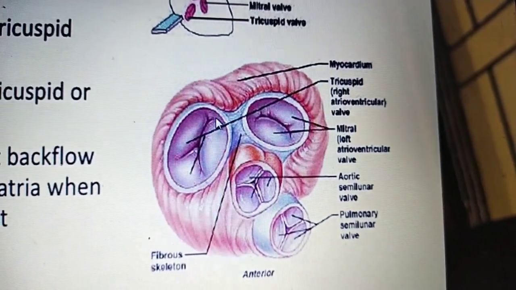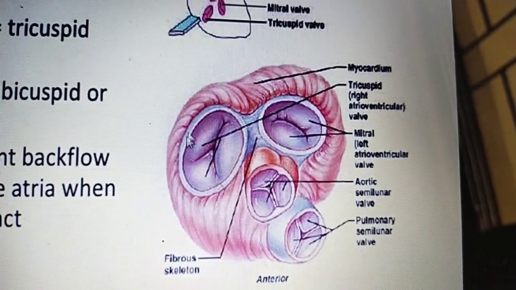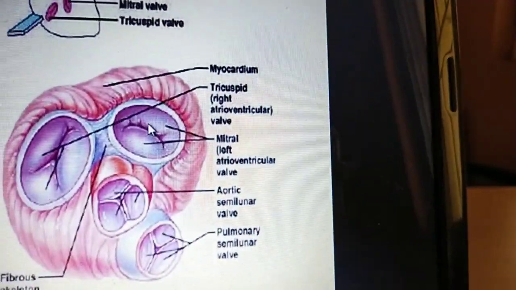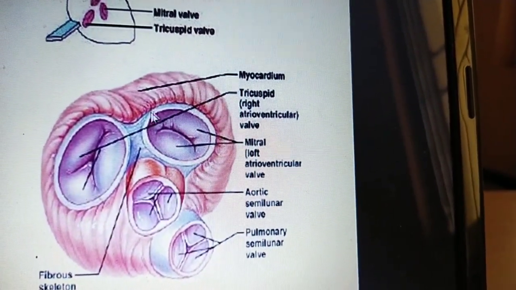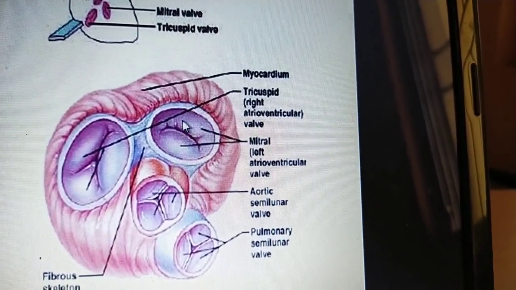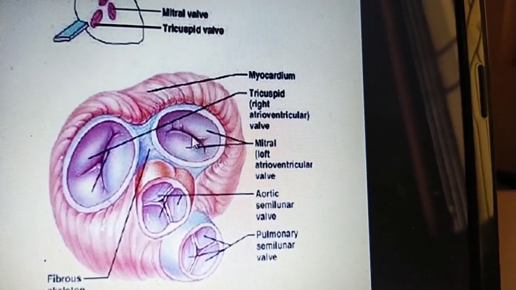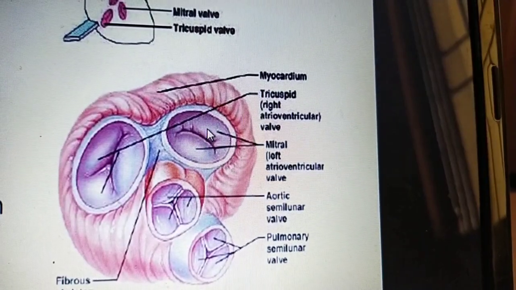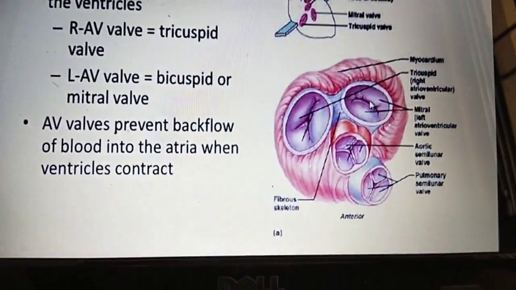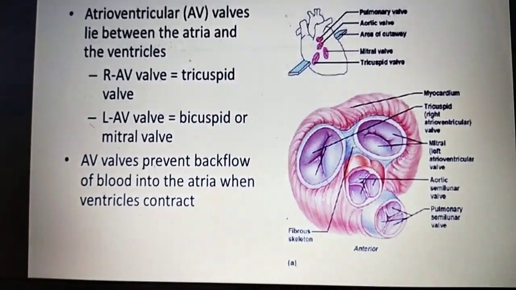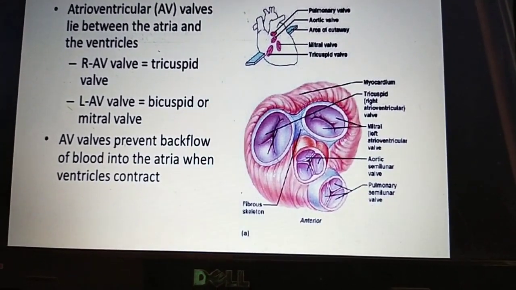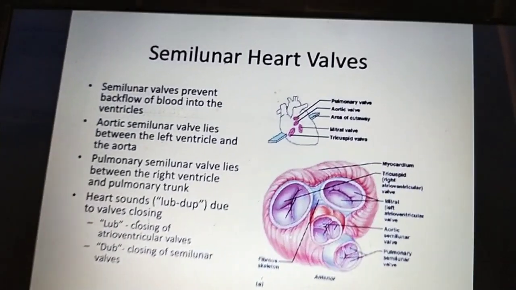Because of that, this is called a tricuspid valve. The right atrioventricular valve is tricuspid, and the left one is called the mitral valve, or bicuspid valve, because it has only 2 cusps on the left side. The atrioventricular valves prevent the backflow of blood into the atria when the ventricles contract.